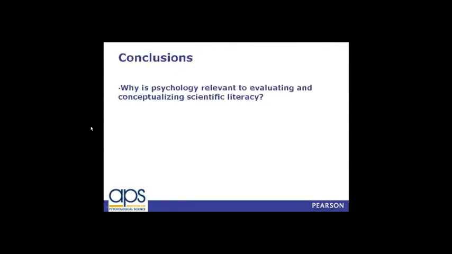And so the final point I want to make is, why is psychology relevant to evaluating and conceptualizing scientific literacy? This gets at not just promoting scientific literacy to our students and basing our assignments on scientific literacy concepts, but moving it into the broader goal of getting our field into the discussion of assessing scientific literacy more broadly, nationwide. And why is our field relevant?